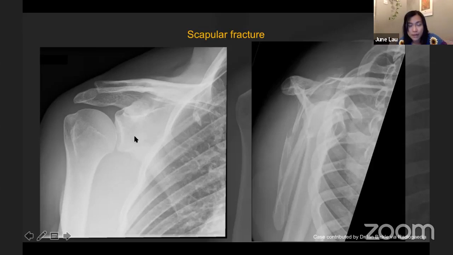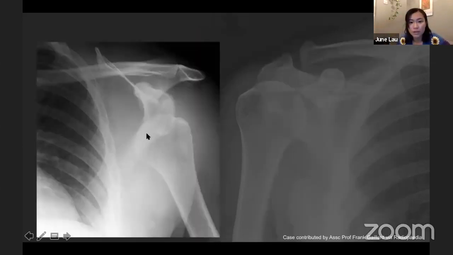Well done. And feel free to type in the box as well why you need to pick up scapular fractures. Why are they so concerning, and why are they important while we think about the next case?